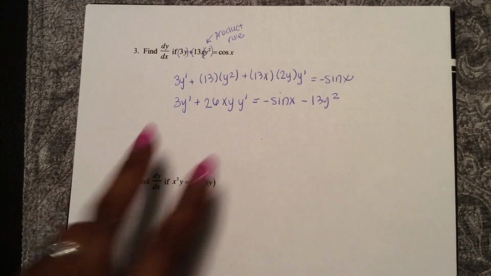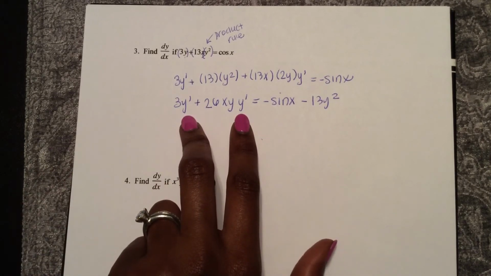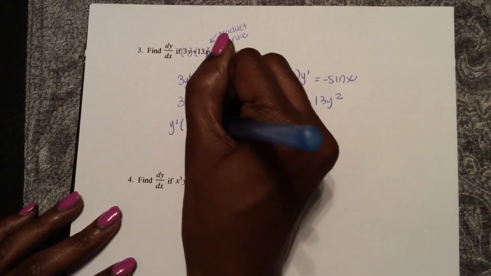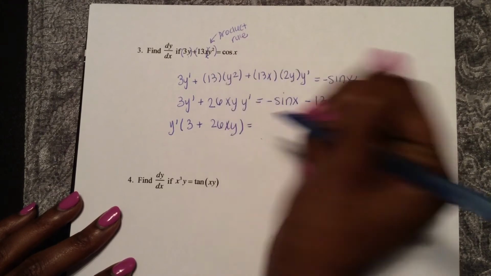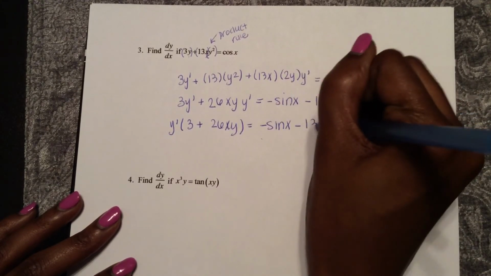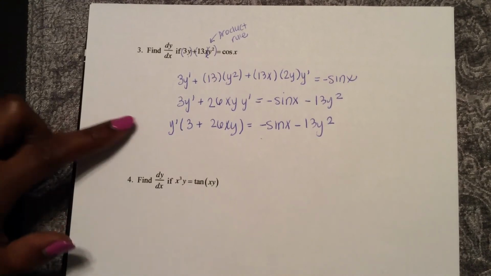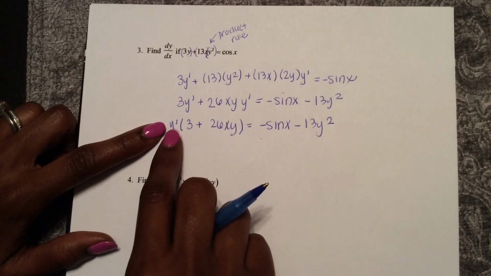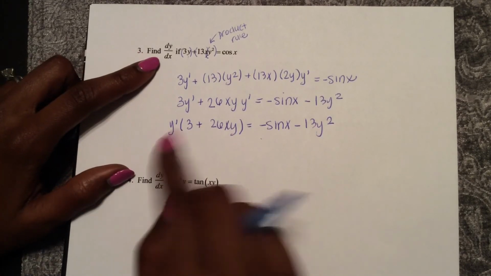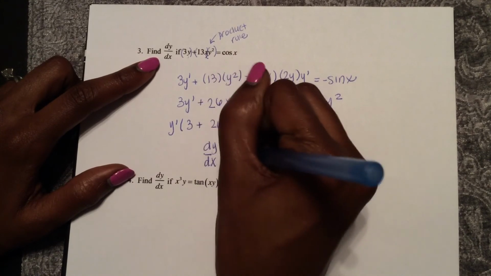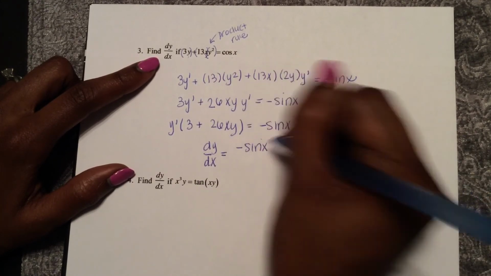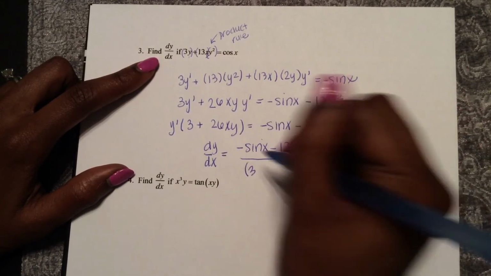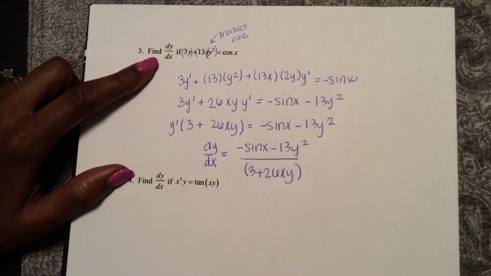So now, how can I isolate y prime? Well, I can factor this out, GCF, y prime times (3 plus 26xy) equals negative sine x minus 13y squared. And now to isolate y prime, I will divide this term to the side. And in this step, I'm just going to go ahead and rename it what we're trying to find in that other form. dy/dx is negative sine x minus 13y squared over 3 plus 26xy.